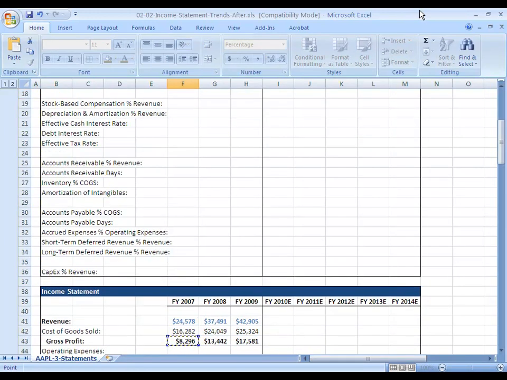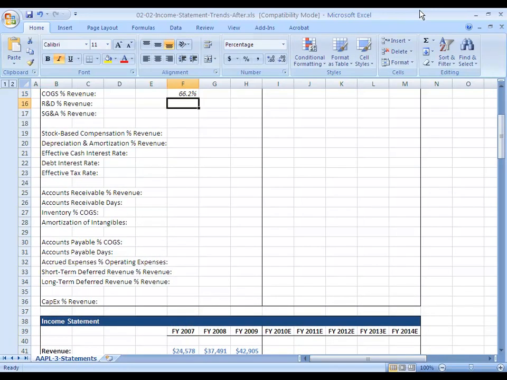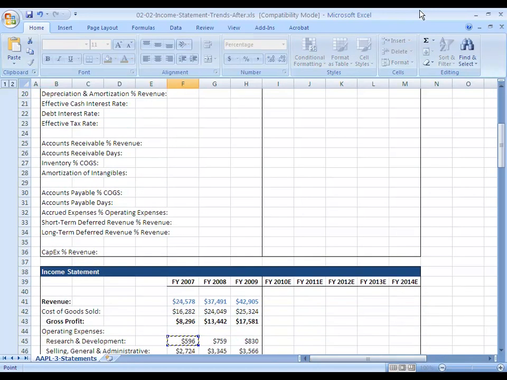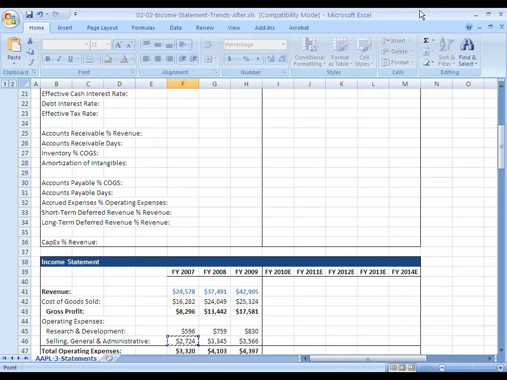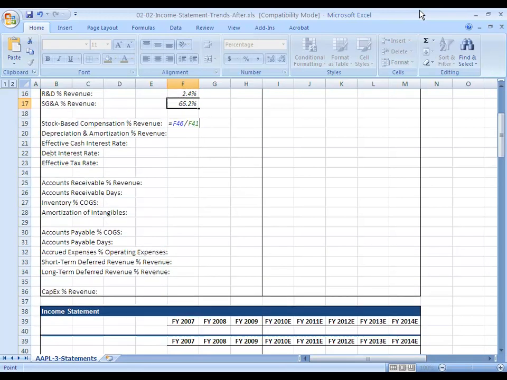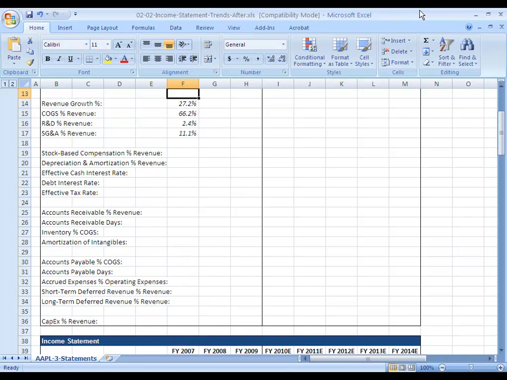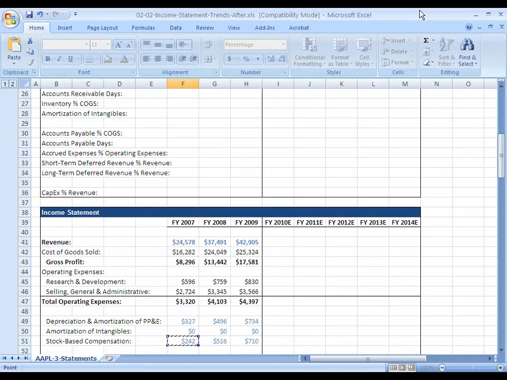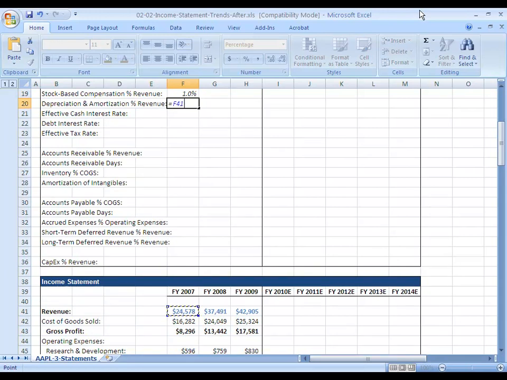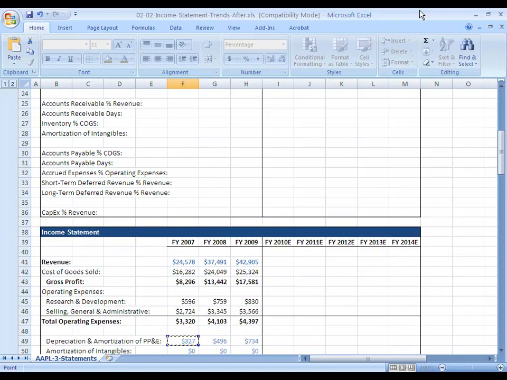I'm going to take cost of goods sold and divide it by revenue. And then I'm going to go down to R&D and divide that by revenue. Then I'm going to take SG&A and then divide that by revenue as well. So we have these expenses. Now for stock-based comp and depreciation and amortization, I'm going to do the same thing. So I've broken out stock-based compensation right here, divide it by revenue. And then depreciation and amortization, I will do the same thing right there and divide this by revenue.